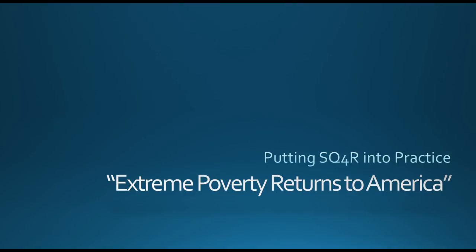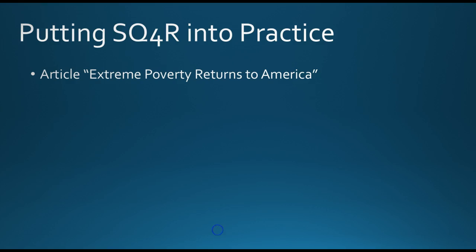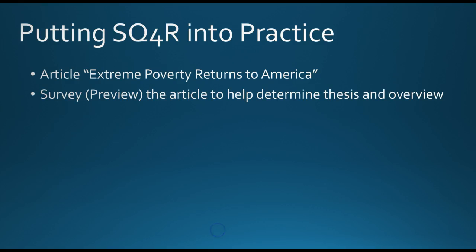The purpose of this video is to help us put SQ4R into practice with the article Extreme Poverty Returns to America. So you're going to need to have a copy of the article, which is attached to Comprehension Strategy Number 6, SQ4R Textbook Reading Strategy. If you remember, the first step of SQ4R is survey, or to preview the article to help determine the thesis and the overview.